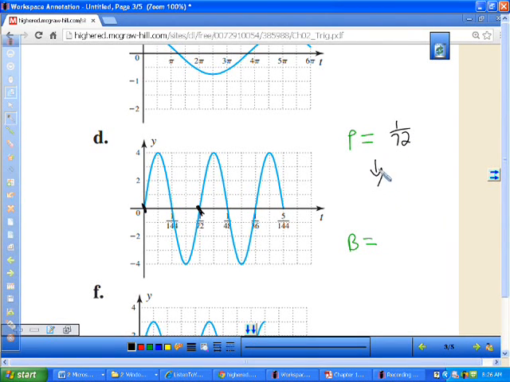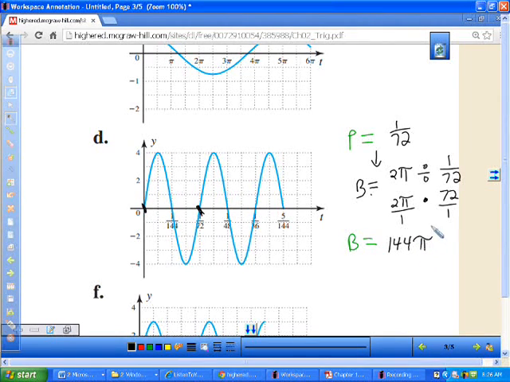So B is 2 pi divided by P. You multiply, so you change this to 72 over 1. That's the same thing as 2 pi over 1 over 72. So that's going to be, what is that, 144? So that's my b value right there, 144 pi.